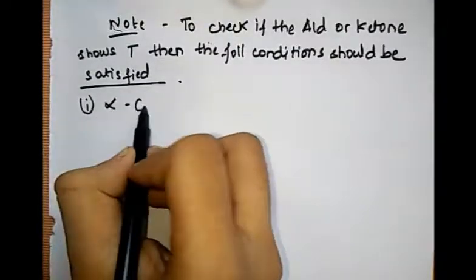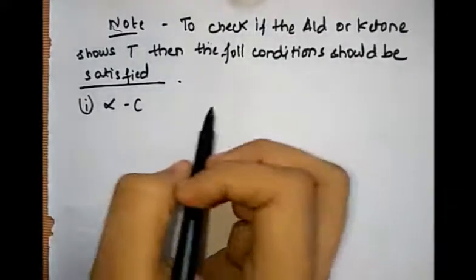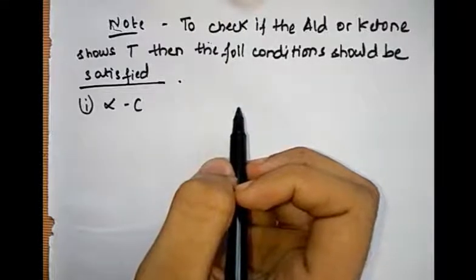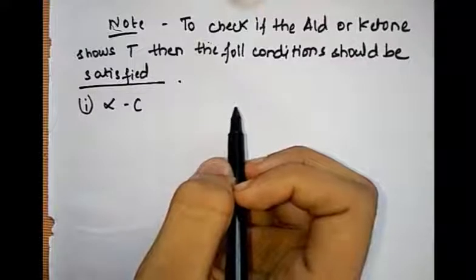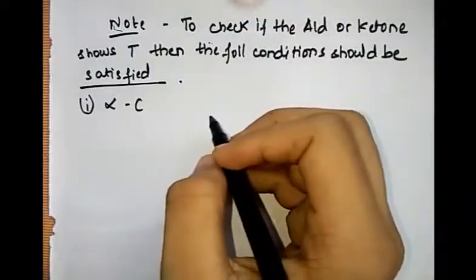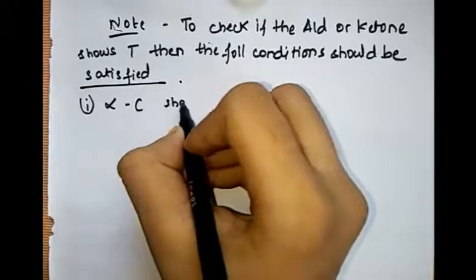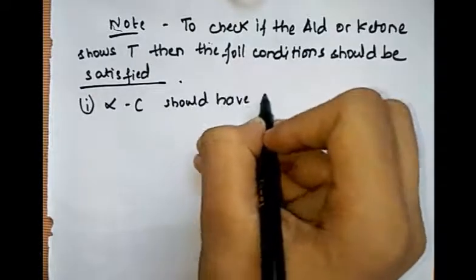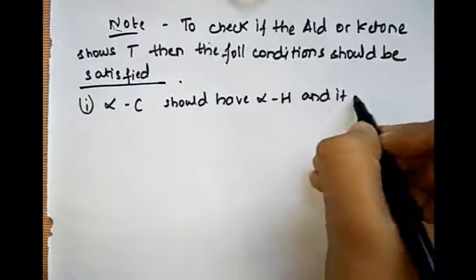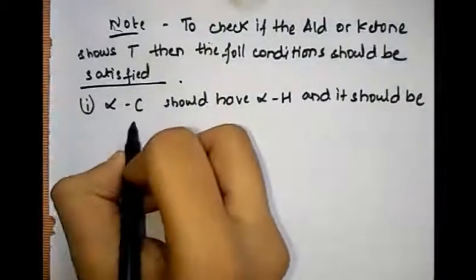the alpha carbon. The alpha carbon is the carbon adjacent to the carbon in which the keto group or aldehyde group is attached. So the alpha carbon should have alpha hydrogen, and it should be sp3 hybridized carbon.